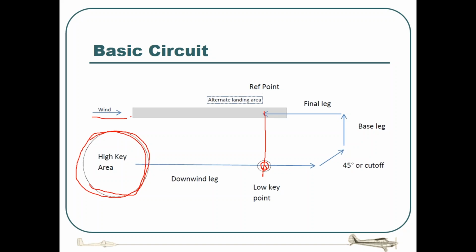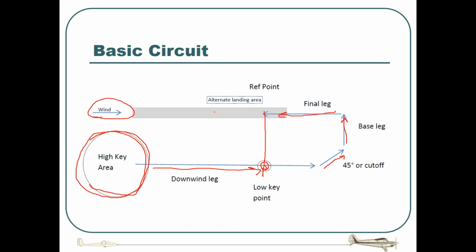Ideally, we want to be landing into wind, but of course you can't always do that, and we'll discuss downwind landings near the end. So we start off our circuit, our downwind leg to our high key, or our low key point, excuse me. This is a key decision-making point. We get the 45 or diagonal leg, the base leg, and then finally, of course, the final leg.